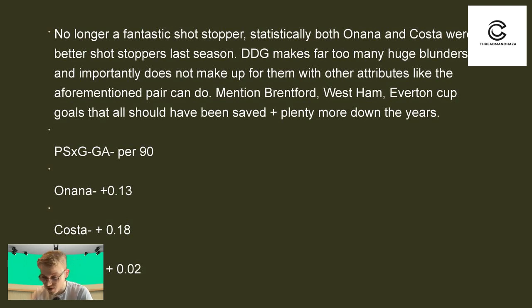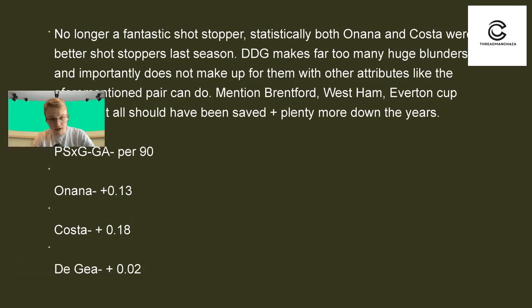There's lots of magnificent saves he's made, but because he's made so many blunders and because he does not offer the attributes that the other two goalkeepers I mentioned do, he doesn't make up for mistakes in shot stopping with other metrics, right? With other attributes. So David De Gea is no longer a fantastic shot stopper. I think the eye test proves that as well. Now and again, he can make a very, very good save, but he just makes far too many blunders in big moments.